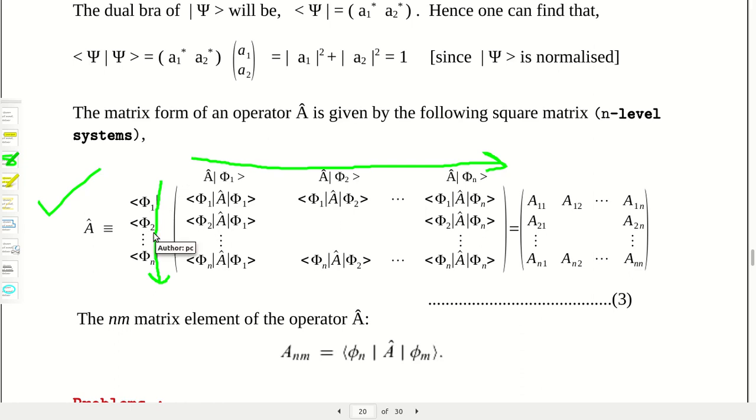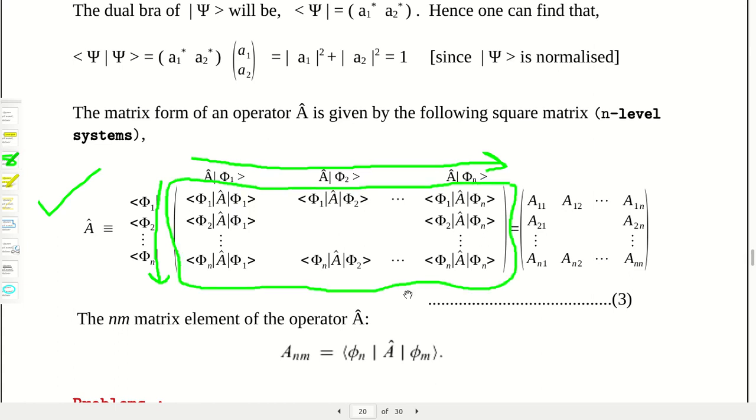Similarly, bra phi 2 will generate n terms, and so on up to bra phi n. So an n cross n matrix has been formed of the operator. This matrix is called the operator matrix representation. This is the matrix representation of the operator. So you can remember it directly, but how these matrix elements are generated, for this I have discussed.